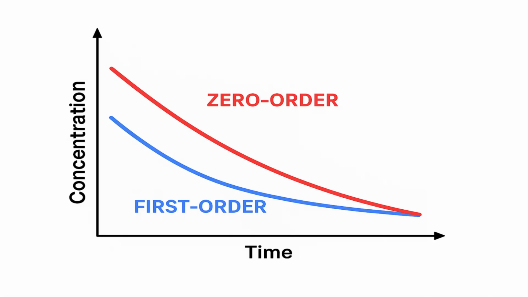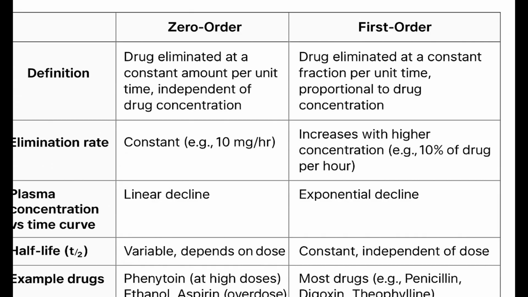Zero order happens when the elimination system gets saturated, completely maxed out. Think of it like a toll booth with only one lane open during rush hour. Doesn't matter how many cars are backed up, only a fixed number can get through per hour. So the body can only eliminate a constant amount of drug per unit time, regardless of how much is there. Precisely. Maybe it's 20 milligrams per hour, period. Whether you have 100 milligrams or 1,000 milligrams in your system, it's still just 20 milligrams going out each hour.